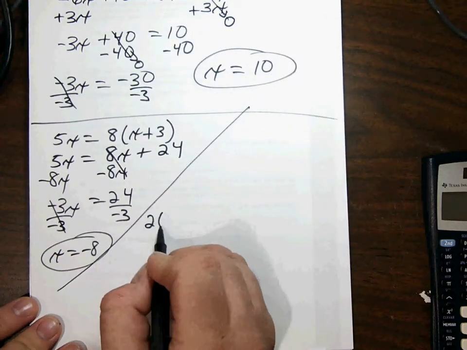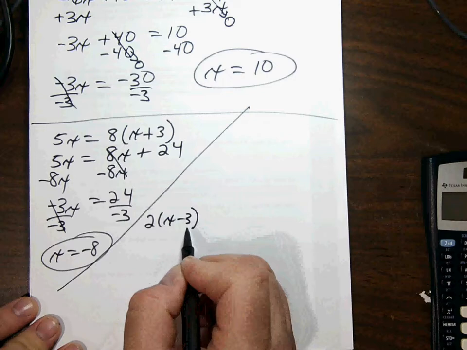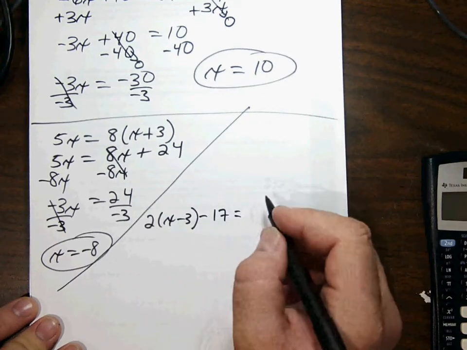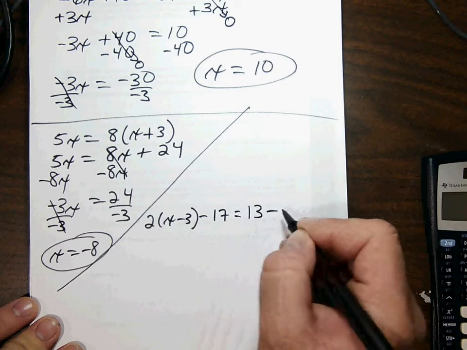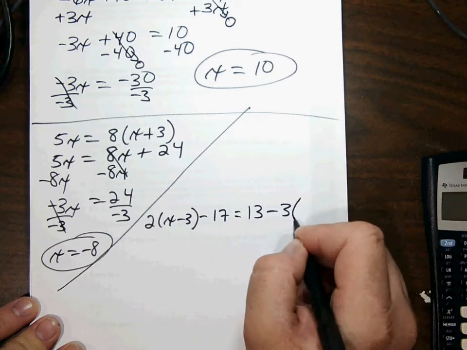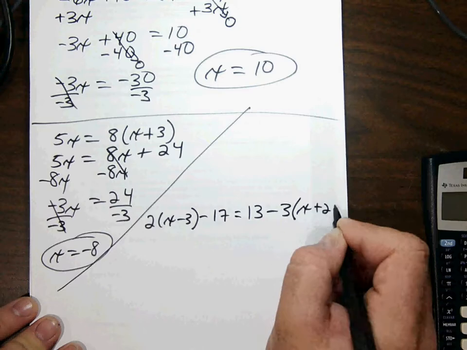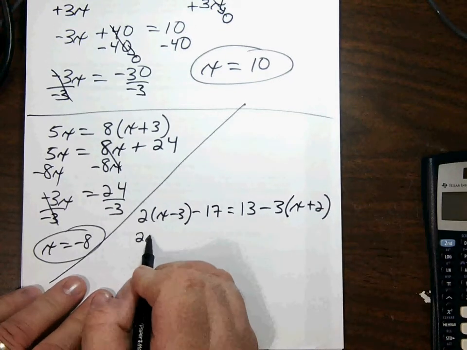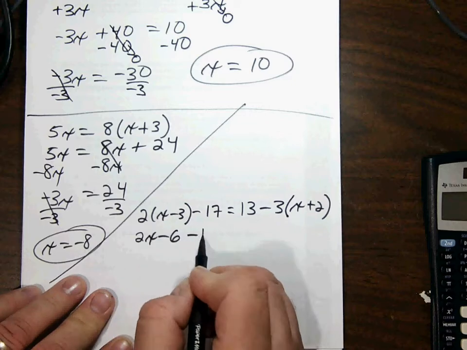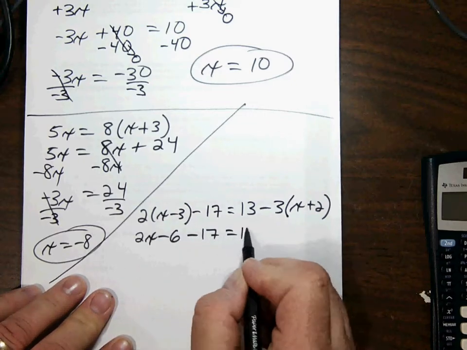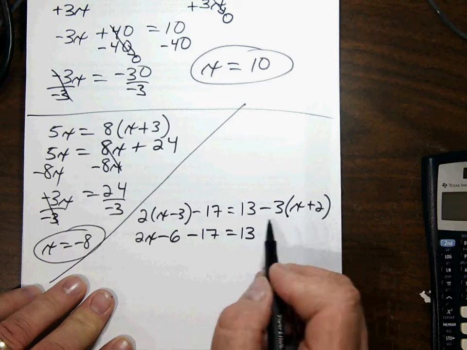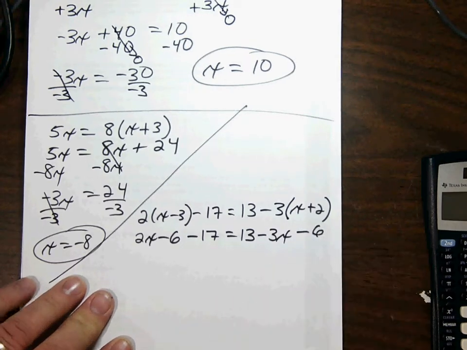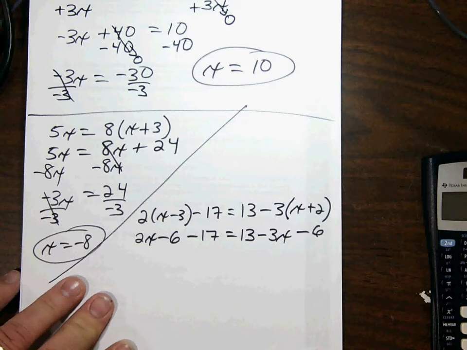2 parentheses, x minus 3, close parentheses, minus 17 equals 13 minus 3, parentheses, x plus 2. All right, now we're cooking. Okay, distribute. 2x minus 6. Bring down the minus 17 equals 13. I'm distributing a negative 3 across, so it's minus 3x minus 6. Don't forget to distribute the negative along with the 3.